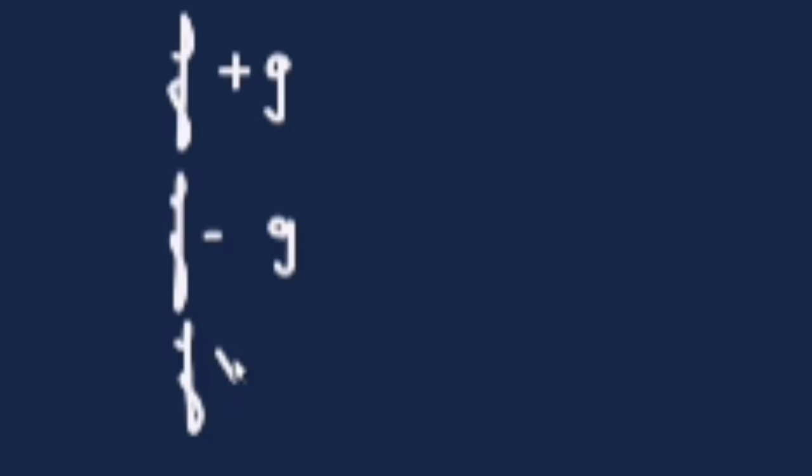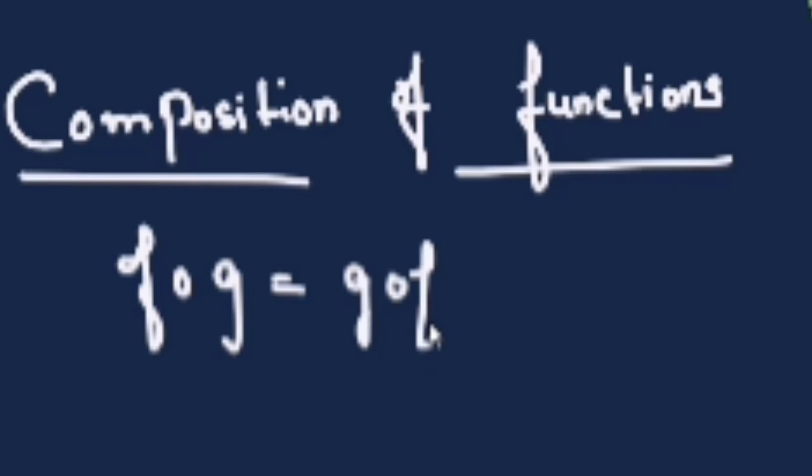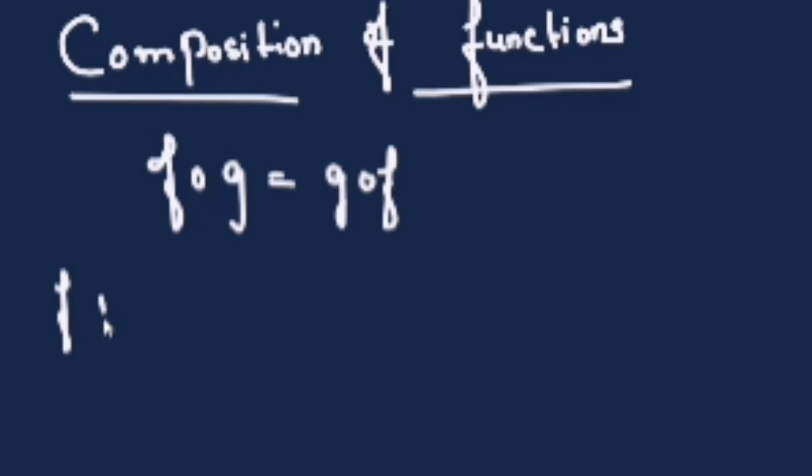Multiplication is f into g, or you can put brackets. Division is f by g. Now composition of functions is a new operation. It is f of g, where we put a small circle. Similarly, you can write g of f.